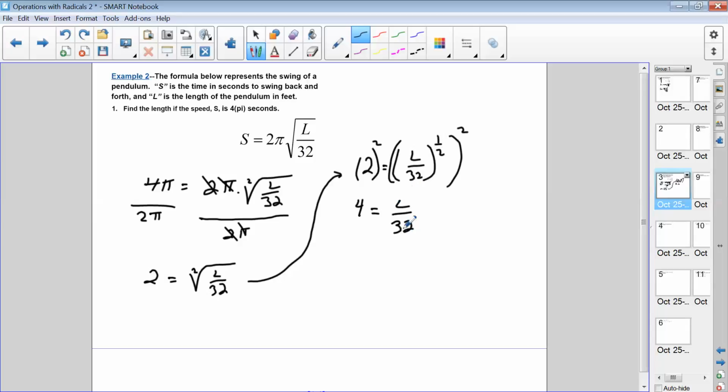Now I see division, so I want to multiply both sides by 32. And this divides out, and I'm left with L equals 4 times 32, which is 128 feet for my length. We'll talk some more about radical equations in our upcoming meetings.